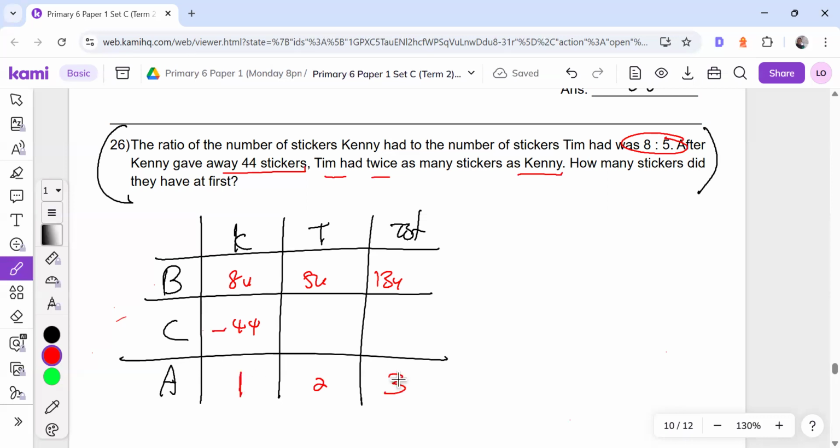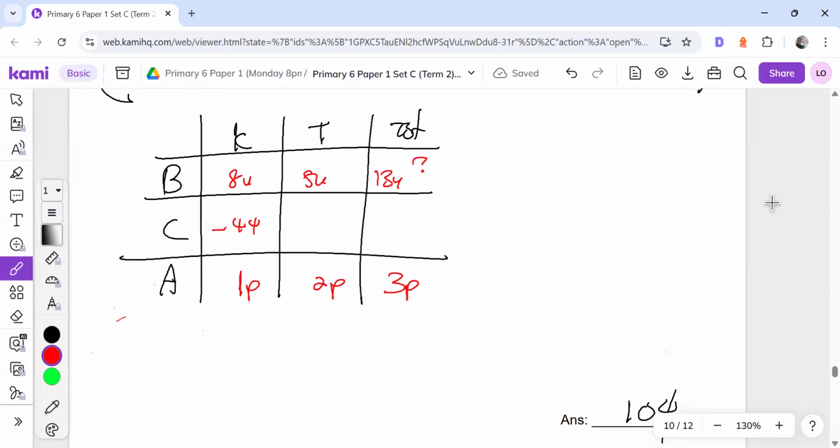You cannot just put it like that because it's not 1 sticker or 2 stickers. It's actually 1 part, 2 parts, and 3 parts. Why not units? Because you already have units, so you must use a different name. Okay, how many stickers did they have at first? Question mark. And can you see how I put the numbers in the boxes without solving yet? And then after you have put them inside already, the table will guide you how to get the answer.